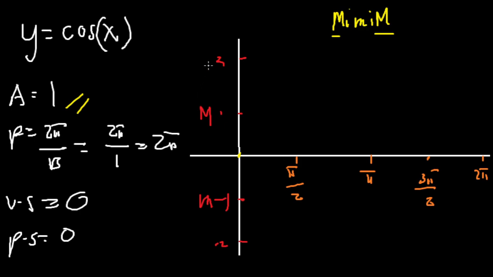Now that we have the intervals and wala tayong phase shift, we can now graph the function y equals cosine of x. Sabi, we will start at the maximum. Now, ano yung maximum natin? Ito, nandito yung maximum natin. So, we will start here. Instead na sa origin, we will now start here, sa highest point.